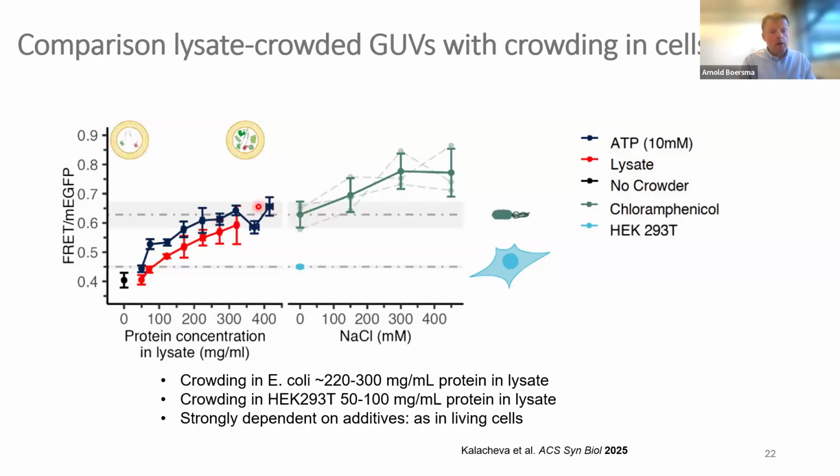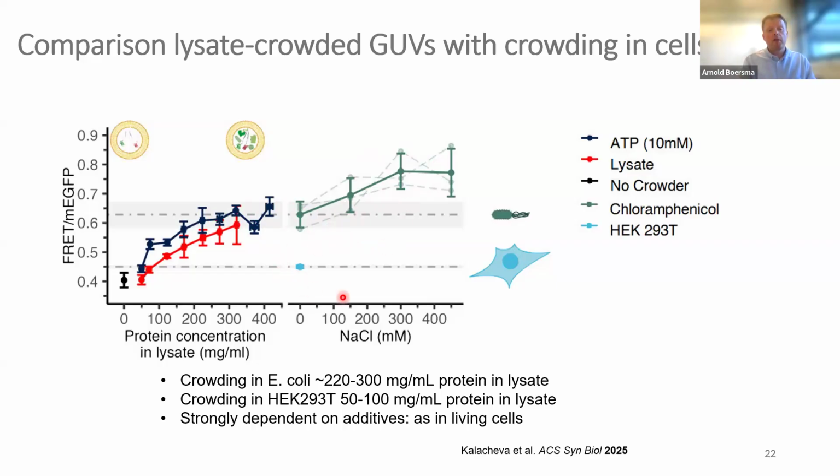So that means that we can reach the crowding levels inside E. coli in the artificial cells, or actually the other way around. We can reach the levels of E. coli in the artificial cells. However, we cannot reach those crowding values after osmotic stress. I don't know what is missing there, but this is not achievable for us.